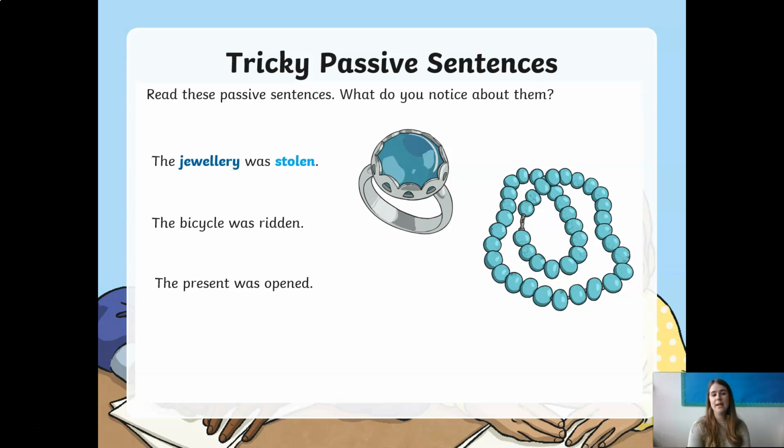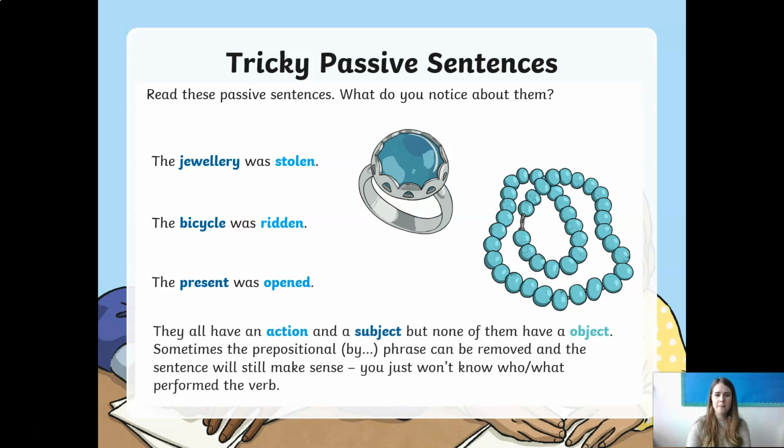Okay. So we only have the subject and the verb. We don't have an object. It wasn't the jewellery was stolen by a robber, or the bicycle was ridden by Charlie, or the present was opened by Archer. We don't have an object in those sentences, do we? Okay. So because they all have the action, the subject, and no object, sometimes we can actually get rid of that prepositional phrase, that by, okay?